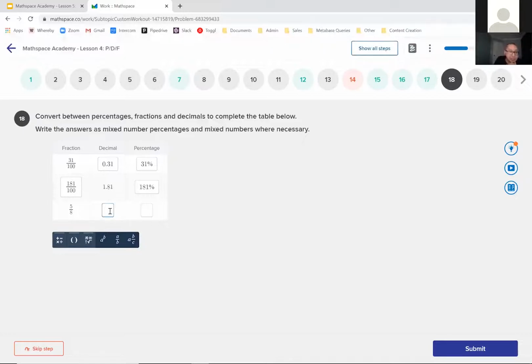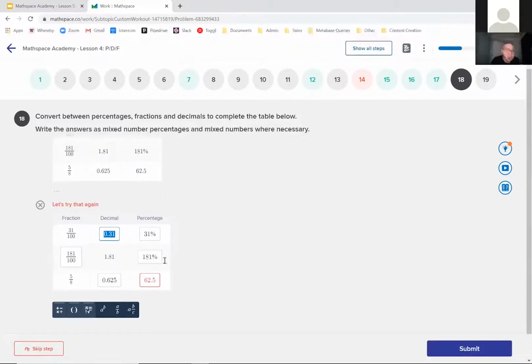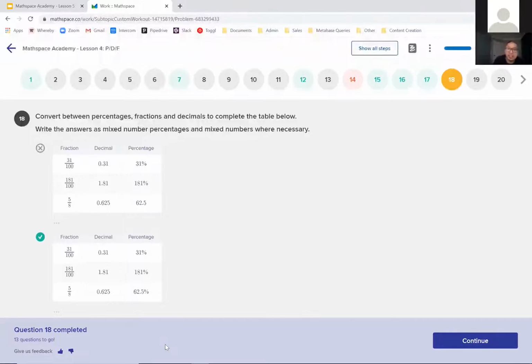Oh, we did something like this earlier. Did we do this exact question? As a decimal it is 0.625. And then as a percentage, times that by 100, 62.5. Oh, I didn't put my percent sign in and I got it wrong. That makes me sad.